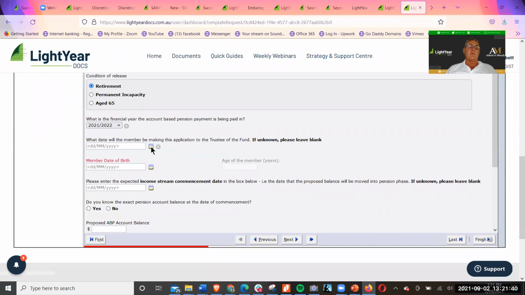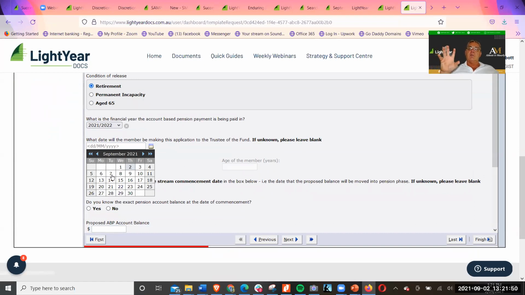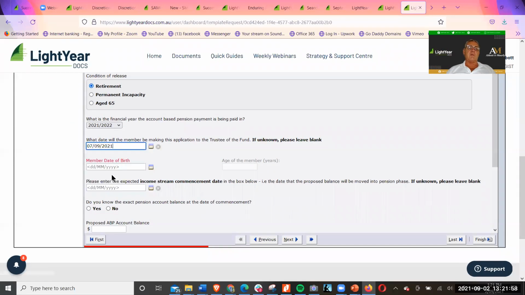What date will the member be making this application? We've got John coming in next Tuesday. So between now and next Tuesday, I'm going to do up the document and send it out to him as a draft for review. Then when he comes back, he can give me any review points, but we're going to start it from the 7th, if that makes sense.